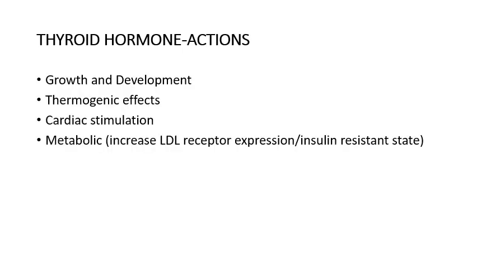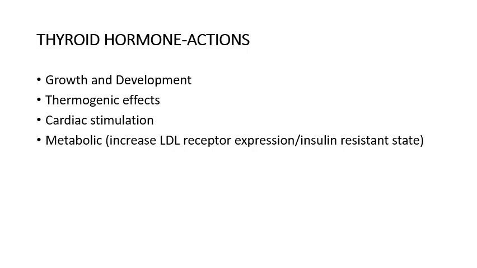Actions of thyroid hormone: mainly it is essential for growth and development, especially during the early phase of life. Thyroid hormone is very much essential for normal brain development. We know that cretinism occurs due to thyroid deficiency during the early phase of life, which is characterized by severe mental retardation and stunted growth. It also has thermogenic effects. It produces heat because it increases the metabolism and energy production, and it stimulates the heart and also sensitizes the heart to the actions of catecholamines, adrenaline and noradrenaline.